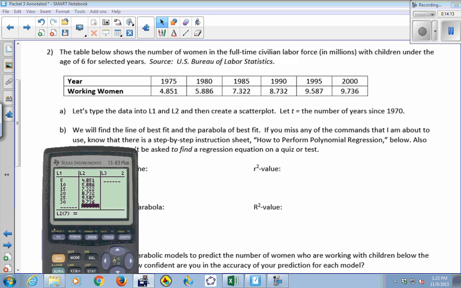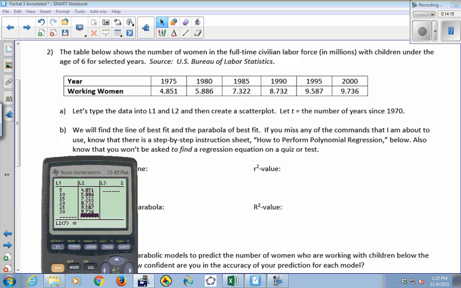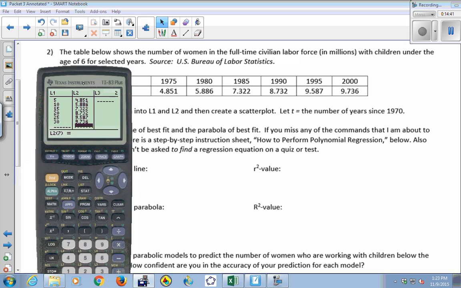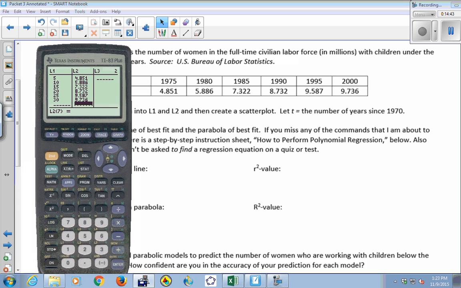All right, so my question is now asking me to find the line of best fit and the parabola of best fit. Okay, so I'm going to go through all the commands on how to do this, but there's a step-by-step instruction sheet called How to Perform Polynomial Regression, on the next page. So when you try to do this on your own, it is all written down. You don't have to frantically take notes on what buttons to push. Okay. All right, so I want to find the line of best fit and the parabola of best fit.